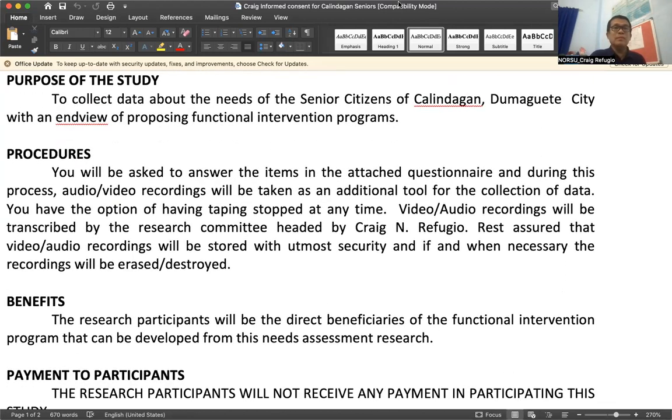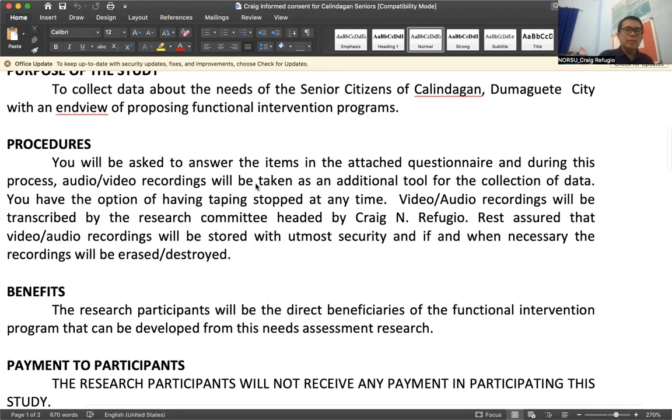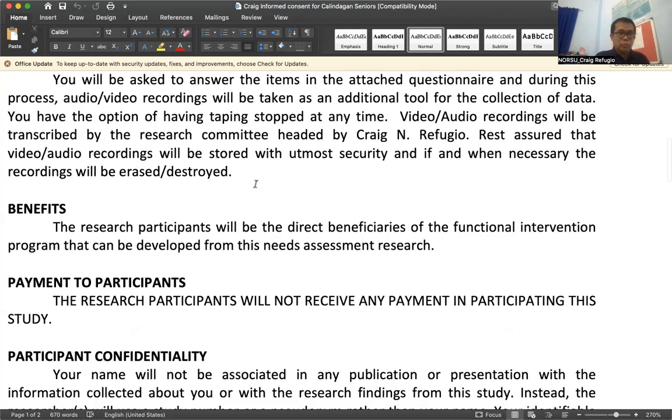So these are the procedures of the entire research process. Benefits: the research participants will be the direct beneficiaries of the functional intervention program that can be developed from this needs assessment research. Then you have to indicate also the payment to participants. In this study, we did not have any funding, so we did not give any payment to the respondents. However, in some funded researches, there is a corresponding payment to participants.